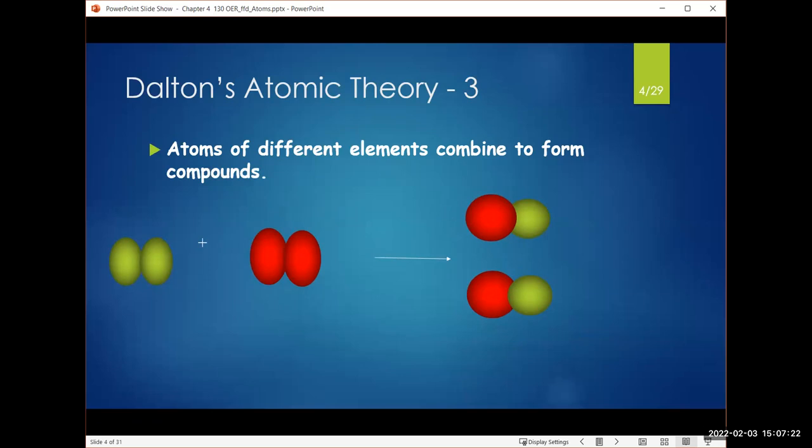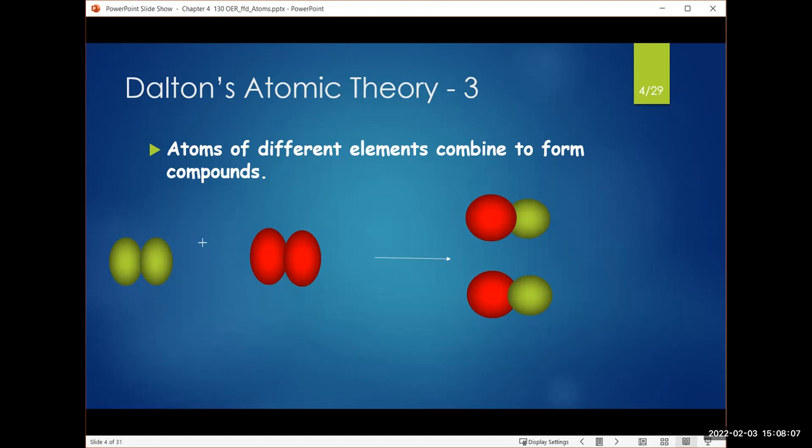He also proposed that atoms of different elements combine to form what are called compounds. So here we see an example of two diatomic elements. Remember, there are seven elements out there that exist in diatomic form. They can't exist by themselves. Have no fear of ice cold beverage. Remember those guys? Okay, so this example could be anything here in the lab where we have two diatomic elements that react and create two new compounds. So the two new compounds are made such that now we have a red and a green together, whereas before we had two greens together.